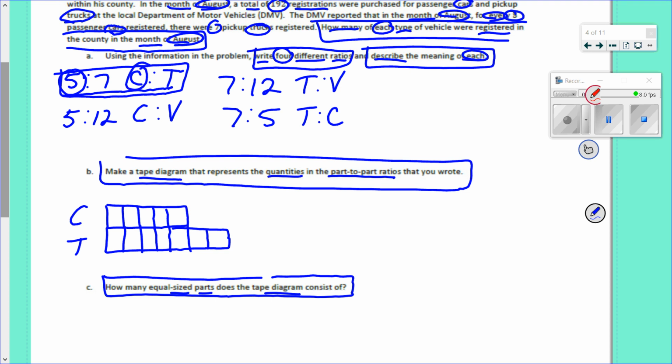So I label it cars. What goes on the bottom? Well, what's my next number? 7. How many boxes does it get? 7. What letter do I label? T. Because T is what was second.